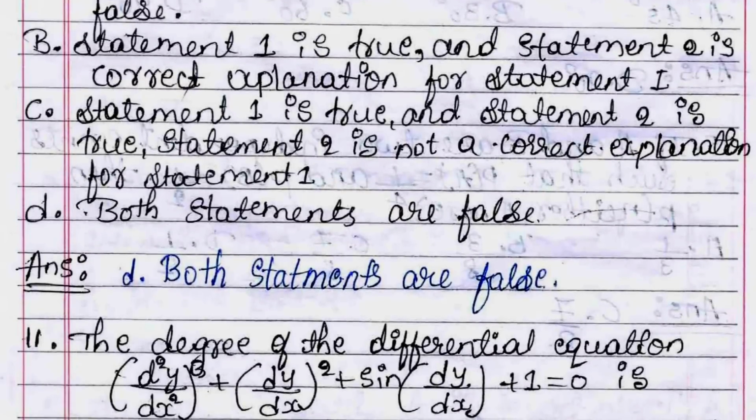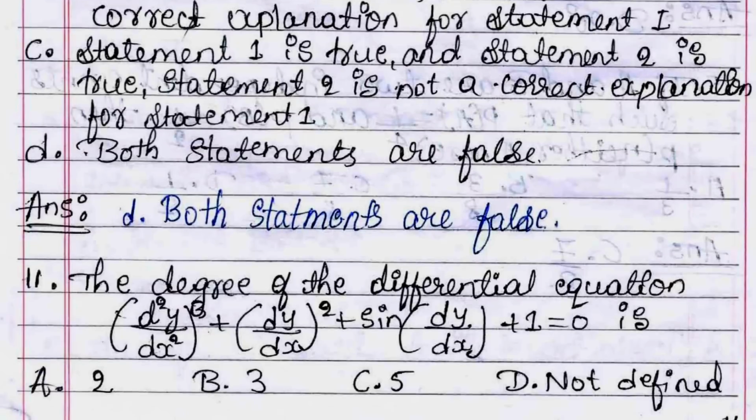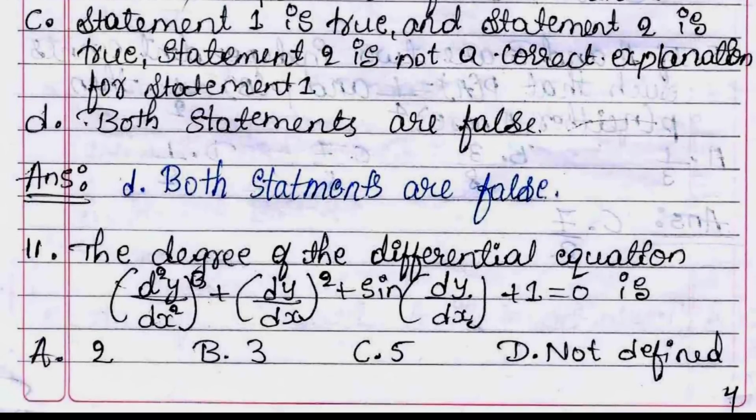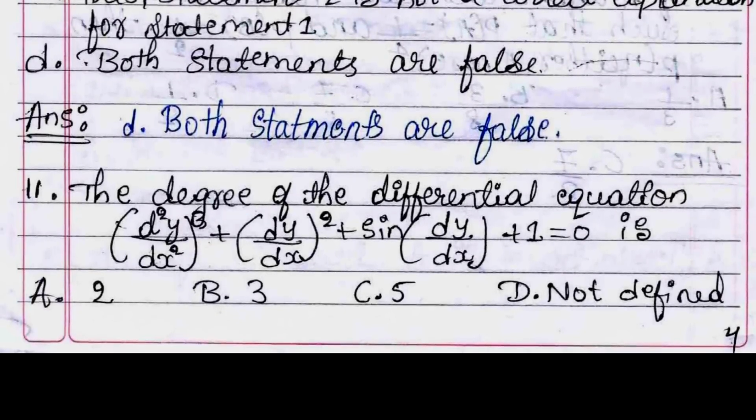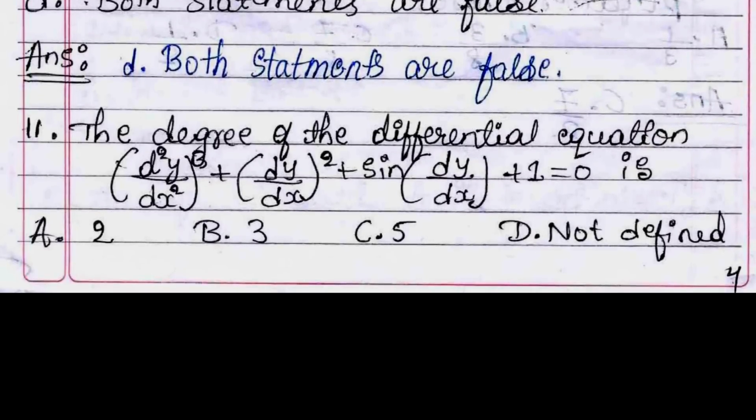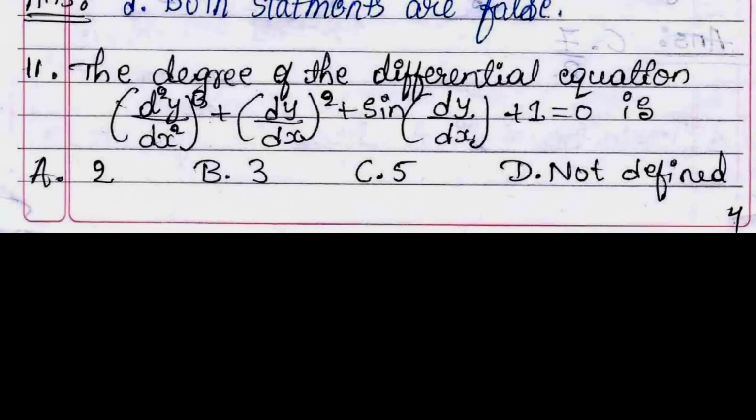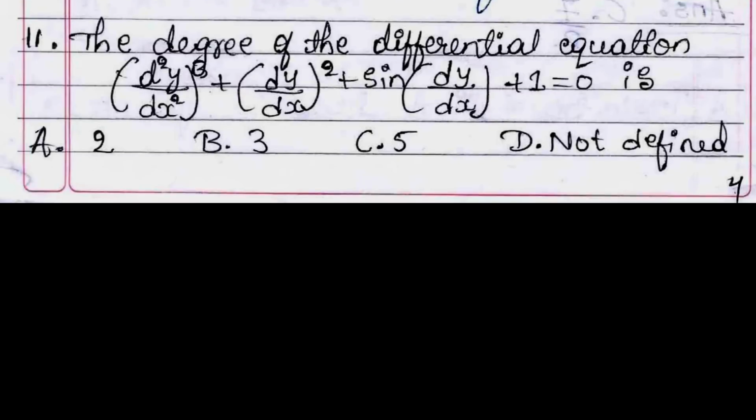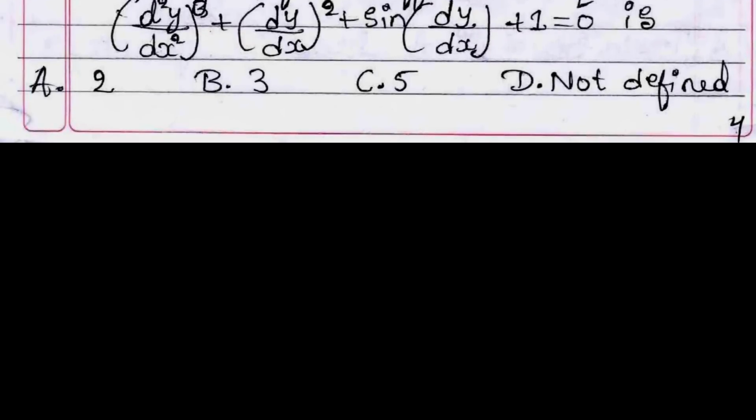D. Both statements are false, and the answer is D. Both statements are false. 11th, the degree of the differential equation (d²y/dx²)³ + (dy/dx)² + sin(dy/dx) + 1 = 0 is A. 2, B. 3, C. 5, D. Not defined, and the answer is D.